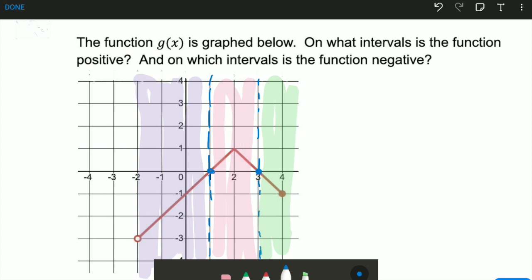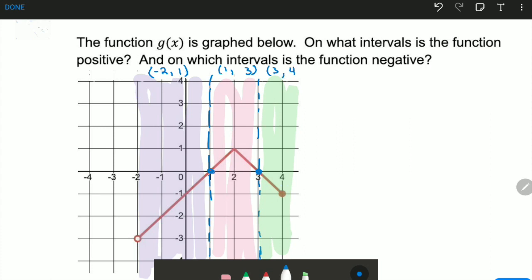Second thing I'm going to do is identify the intervals. So the first interval is starting at -2. We have an open dot there. And we're going until my x-intercept, which is at 1. So we're not going to include the x-intercepts because they're neither positive or negative there, so just be aware of that. The second interval will pick up at 1 and go until 3. And the last interval picks up at 3 and goes until 4.